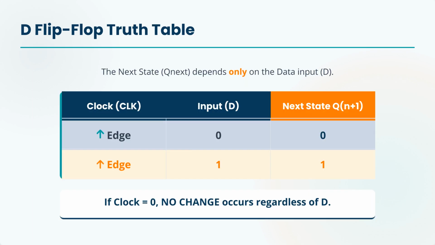The D flip-flop's truth table shows that the next state, Qn+1, depends solely on the data input, D, when an edge is detected on the clock. If the clock is low, no change occurs, regardless of the D input. When a clock edge is detected, D equals 0 results in Q of n+1 equals 0, and D equals 1 results in Q of n+1 equals 1.